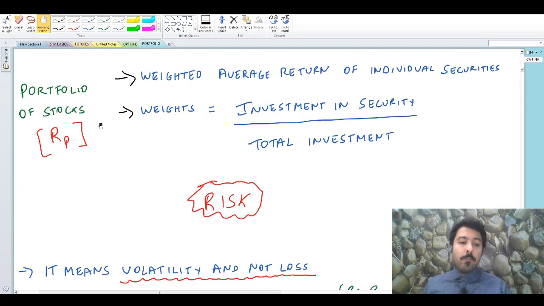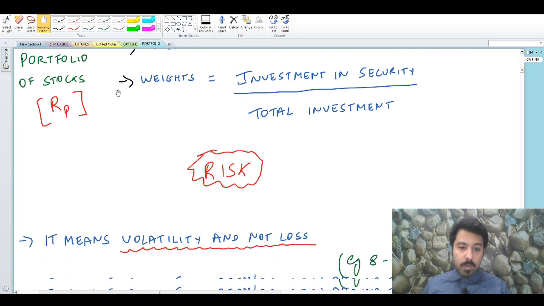If we have a portfolio of stocks, we'll calculate weighted average return of individual securities. See, we learned how to calculate return of a single security. So we'll calculate the weighted average return of all the securities in the portfolio. Now weighted average, we need weights. What will be our weights? Weights will be the amount of investment in the security divided by the total investment. So for example, we have a portfolio of 10 lakhs and we have invested 2 lakhs in stock X. So our weight for stock X will be 2 lakh upon 10 lakh, that is 0.20.